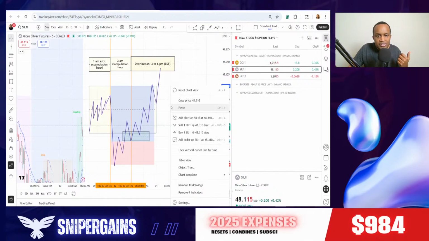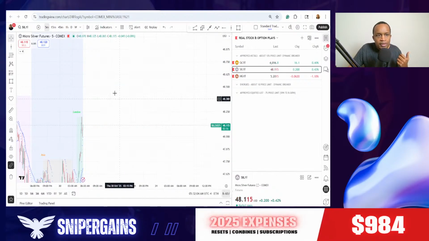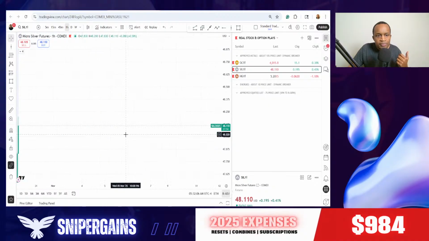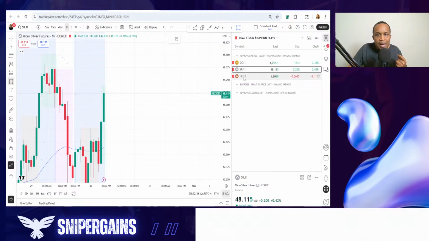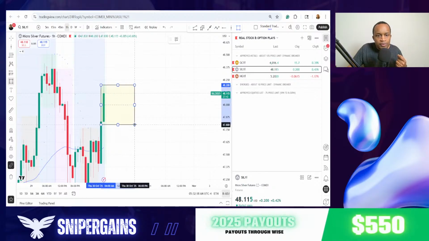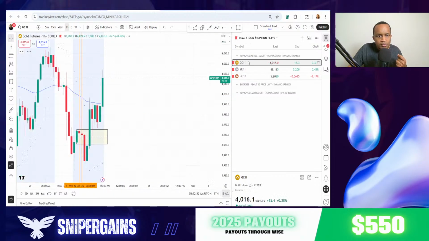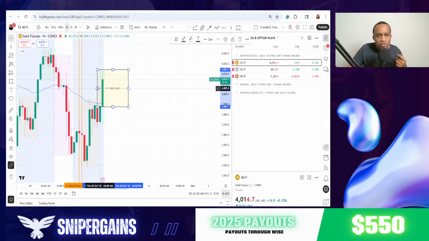So we're just going to clear this out, and then we're going to go on the 1 hour. I just want to focus in on each of the 3 metals. So I mainly trade GC, silver, and copper. We're going to go here, draw our box. That's for silver. This one is going to be for gold. And the last one is going to be for copper.